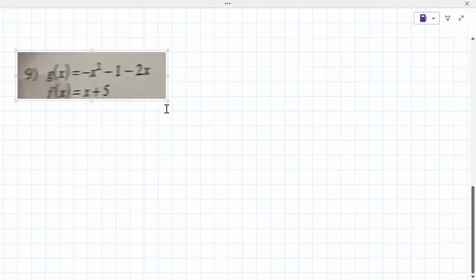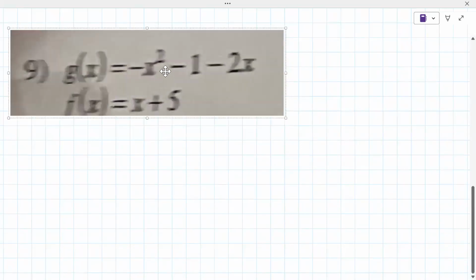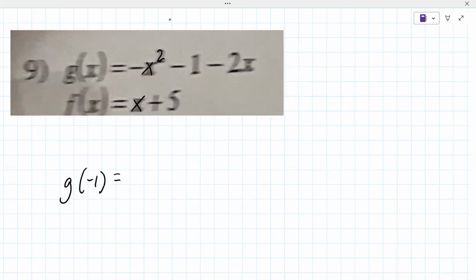So let me put another problem up in front of you. We will get to your worksheet at some point here. Is this readable? This is x squared, this is x minus 1 minus 2x. Could you find g of -1 for me, please? Just g of -1. Well, I think the negatives cancel out here, so it would just be 1.